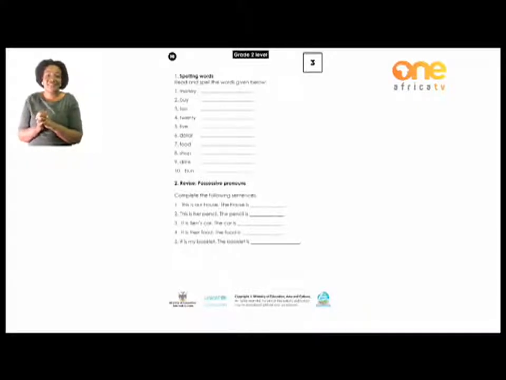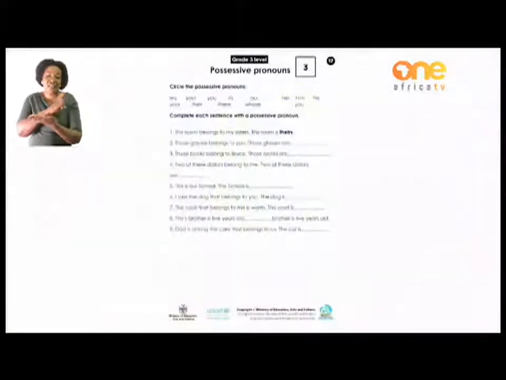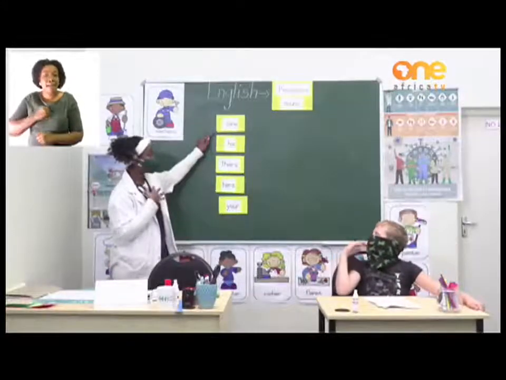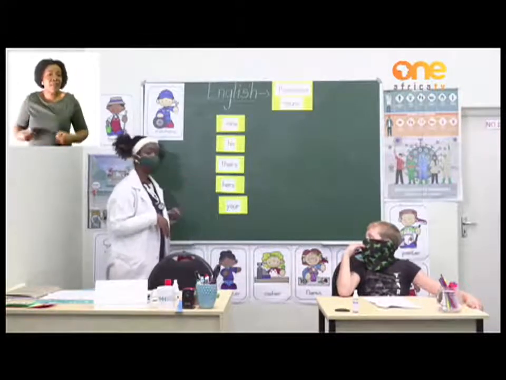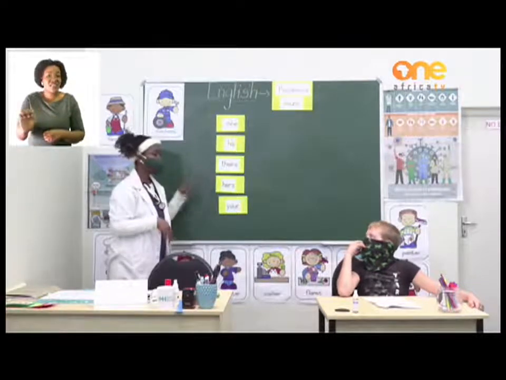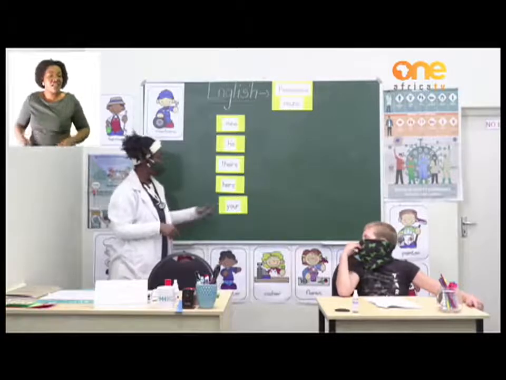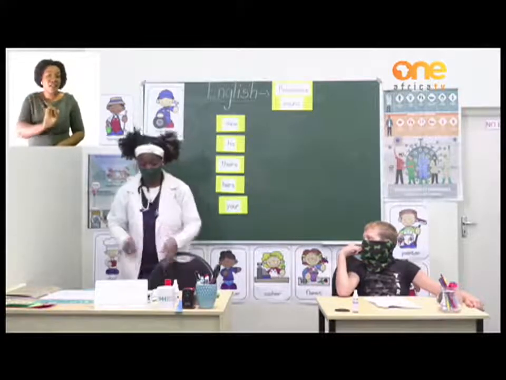Then I would like for you to turn to page 17, grade 3 level, possessive nouns. What are they? They are the nouns that show ownership, something that belongs to you, something that belongs to somebody else, and so on. We have a few words here also on the chalkboard that show ownership. Mine, something that belongs to me. His, something that belongs to Landre. Theirs, something that belongs to them. Hers, something belongs to a girl. And yours as well.